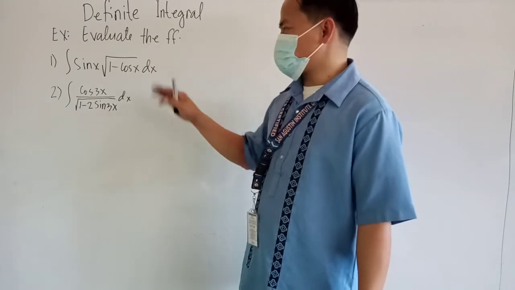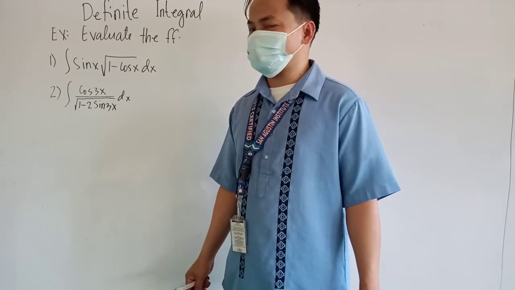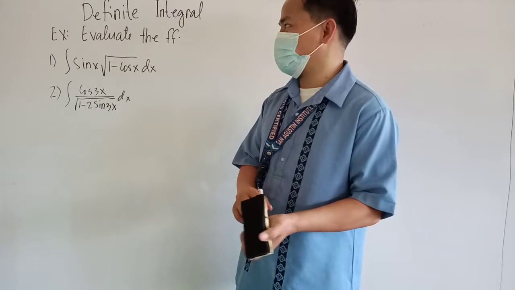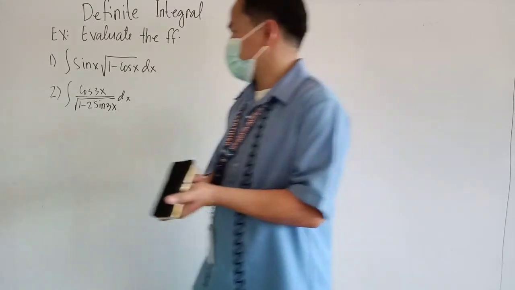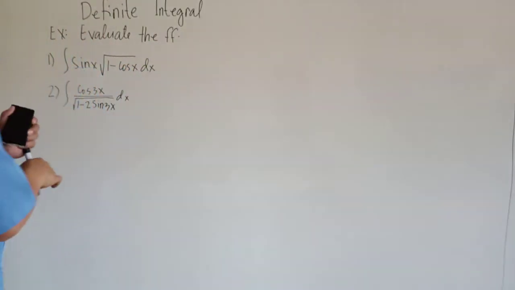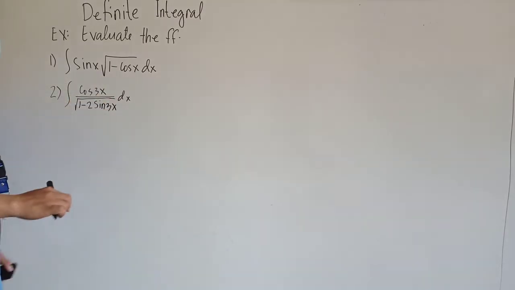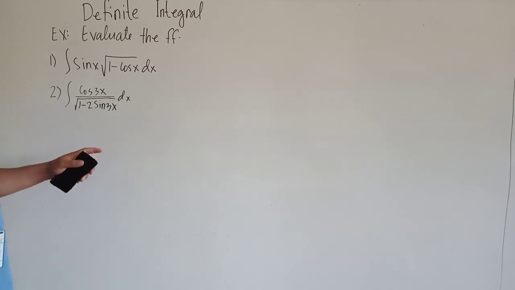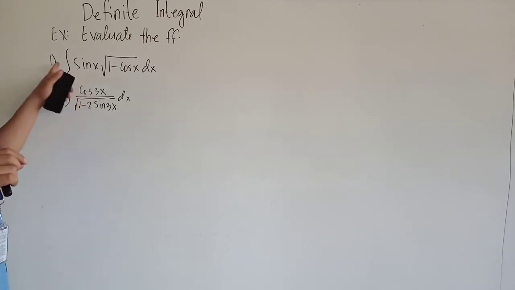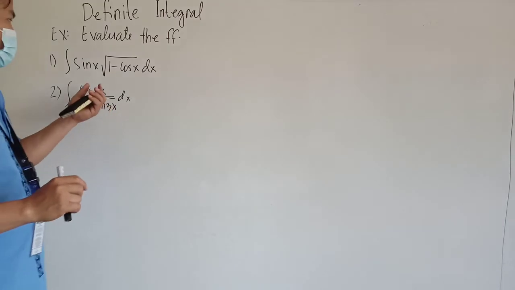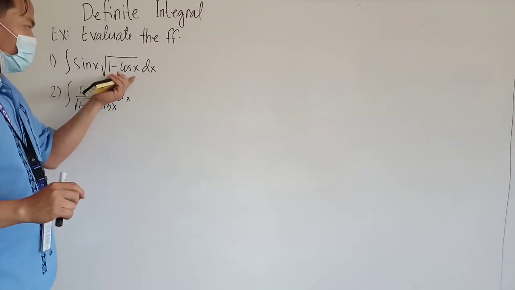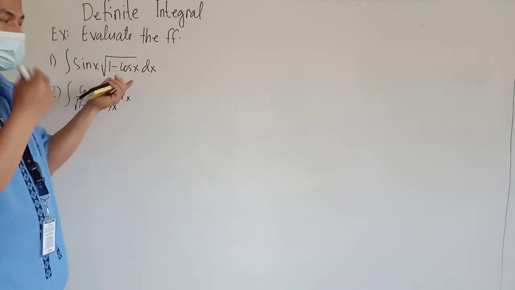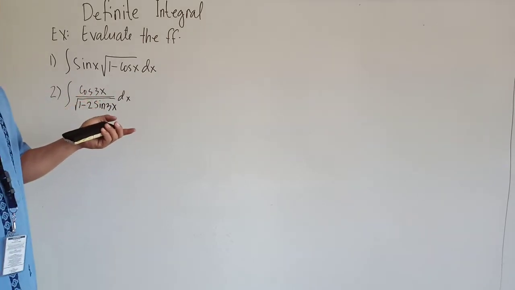Okay? So of course, at this time, this is what we call the substitution principle of the definite integral. So let us begin with number one. In solving these two problems, all we have to do is decide which quantity, between sine x and the square root of 1 minus cos x, or 1 minus cos x, will be our value of u.